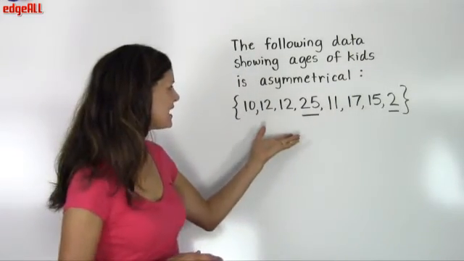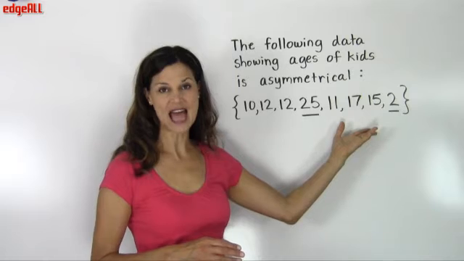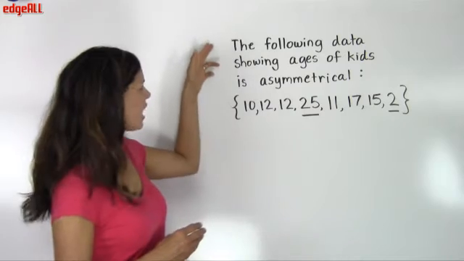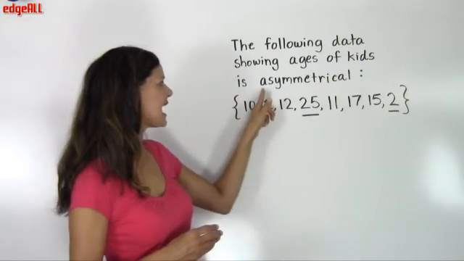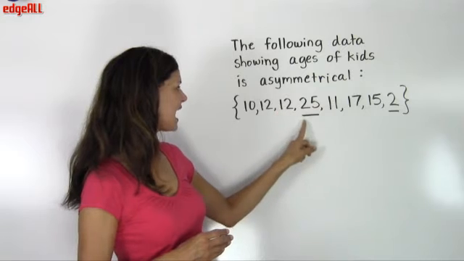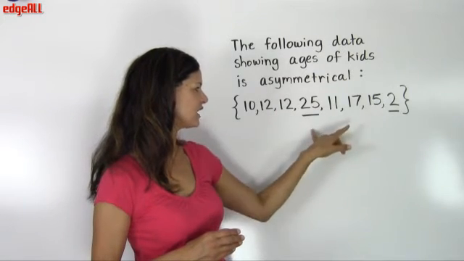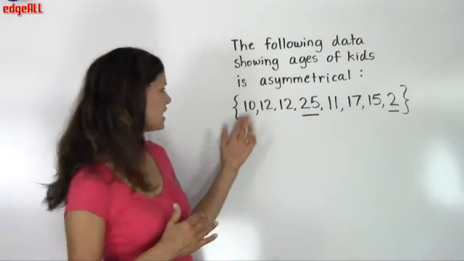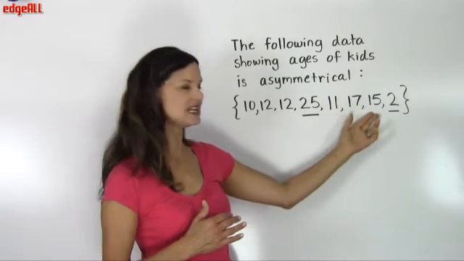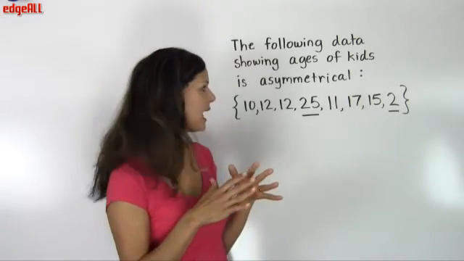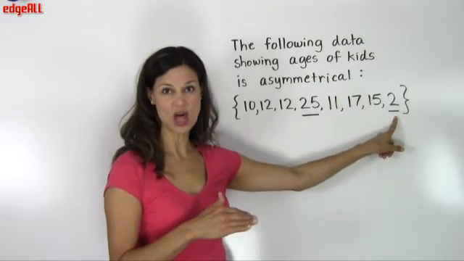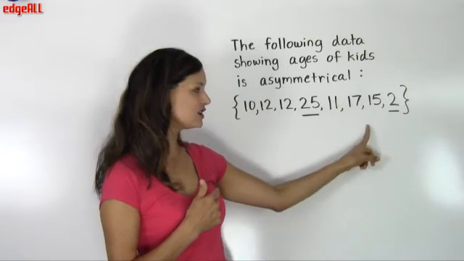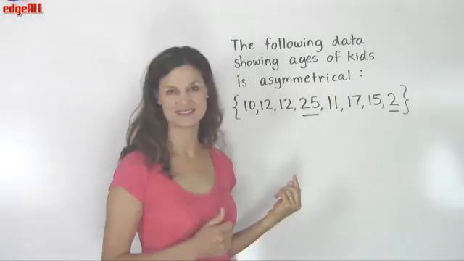Here on the board behind me, I have an example of a set of data that would not be a very good set for using mean. The following data showing ages of kids is asymmetrical. And that means that I have two numbers here, in this particular case, that are way higher or way lower than most of the numbers. So 10, 12, 12, 11, 17, and 15 are generally near each other. But 2 is way, way lower than those numbers, and 25 is so much higher that this set would not be good for calculating mean.